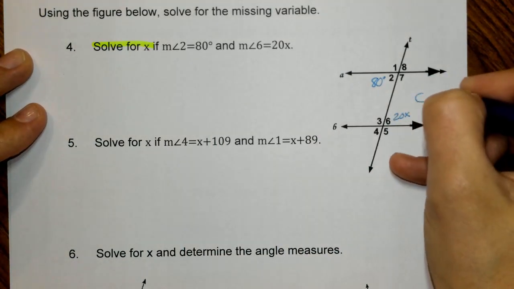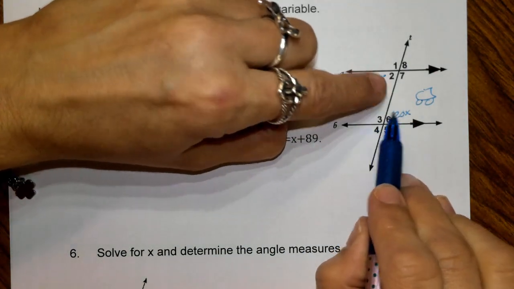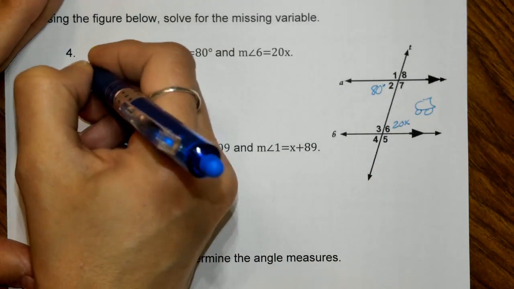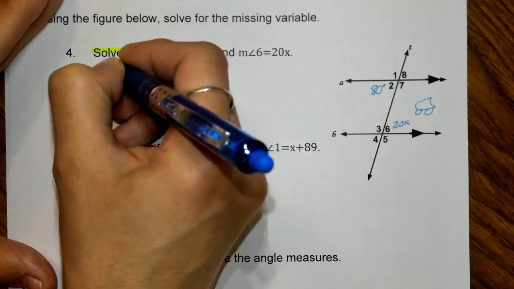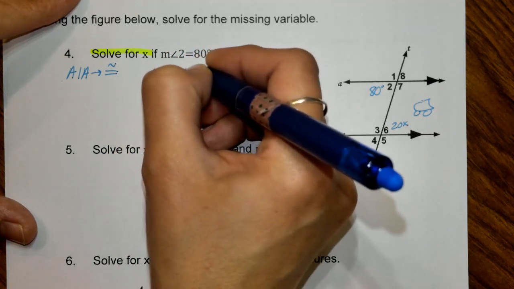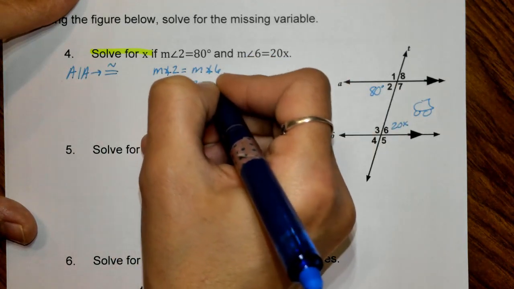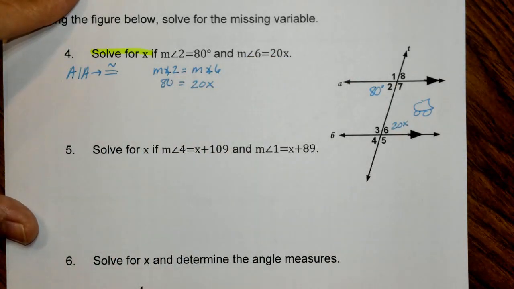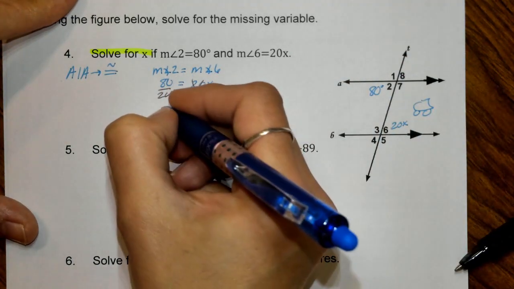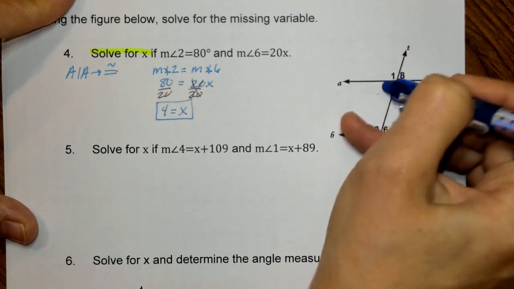We take a look, here's the interior in our road. We're noticing that angles 2 and 6 are on alternate sides of the transversal, interior to the road. So here we have alternate interior angles, and we've learned that alternate interior angles are congruent. So we're going to set the measure of angle 2 equal to the measure of angle 6. 80 equals 20x. I'm not going to worry about pausing it because all we're doing is solving, and there's only one step. Divide by 20 in this case. So x is going to equal 4. Let's go ahead and get that erased so we can look at the next problem.